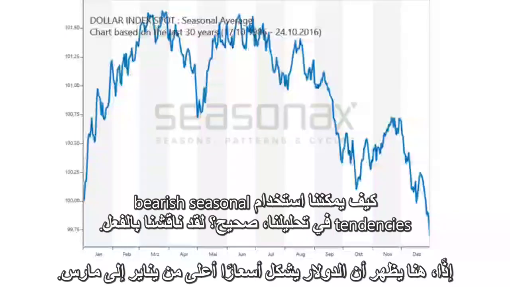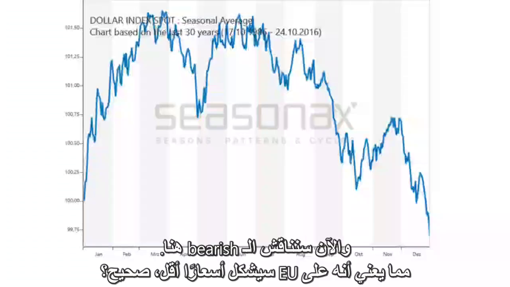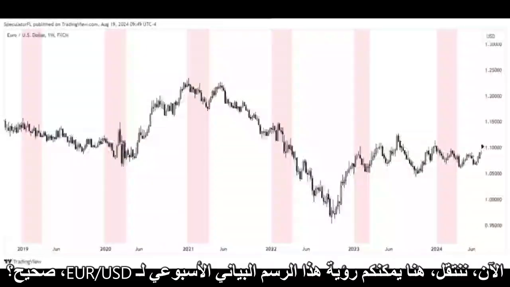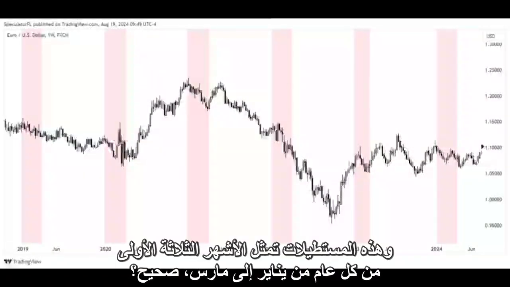So here it shows that the dollar forms higher prices from January to March, which means that EUR/USD will form lower prices, right? Now moving on, right here you can see this EUR/USD weekly chart, right? And these rectangles represent the first 3 months of each year, from January to March, right?